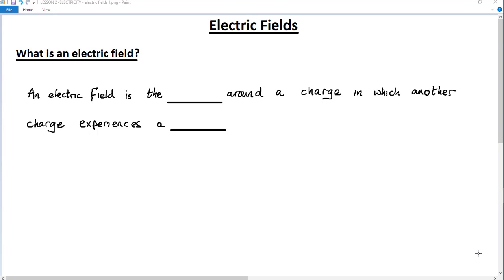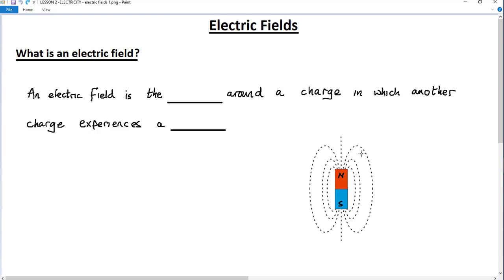In this lesson we're going to look at electric fields, and first of all we'll define what an electric field is. We've already seen fields in the area of magnetism. You remember you can talk about a magnetic field, and that the magnetic field here is represented by these dotted lines. In this case, the magnetic field is the region around the magnet where a magnetic material or another permanent magnet can experience a force.